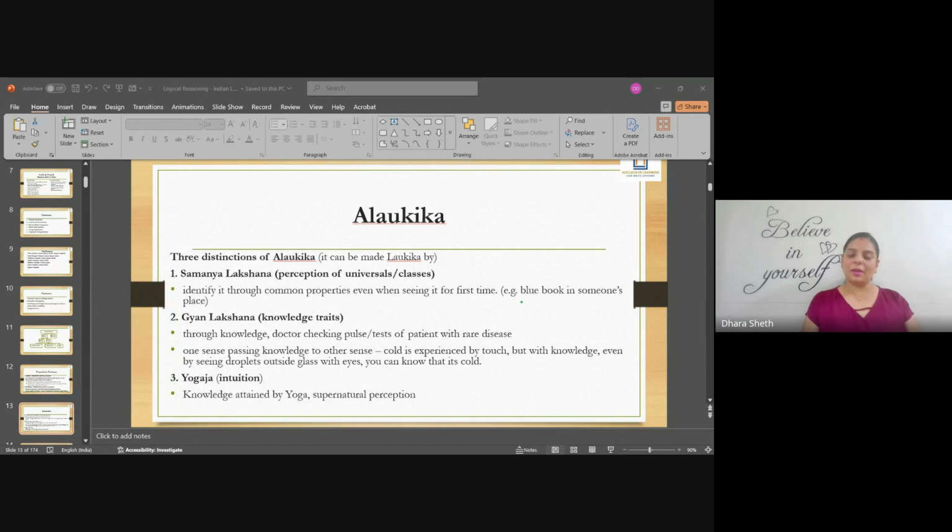Gyan Lakshan would be probably a psychologist looking at that person and saying, are you in depression? Because now they are able to analyze even deeper because they have knowledge about it. And a yogaj person can look at them and say that you are going to die in 3 months. Because you are depressed, you will probably do something and then you will die. They have that intuition about what is going to happen in the future. Supernatural perception. These are the 3 ways alaukik perception is done. Clear?